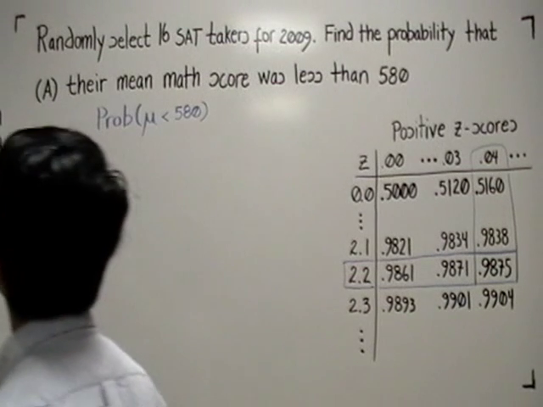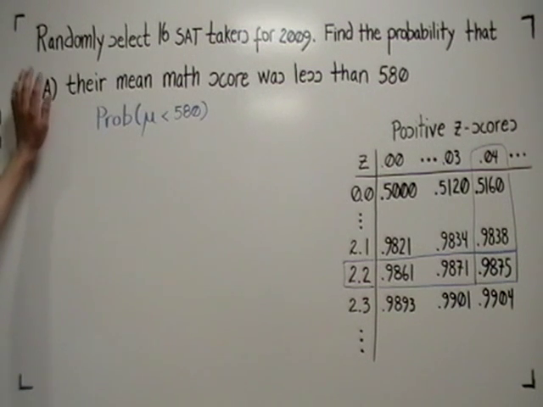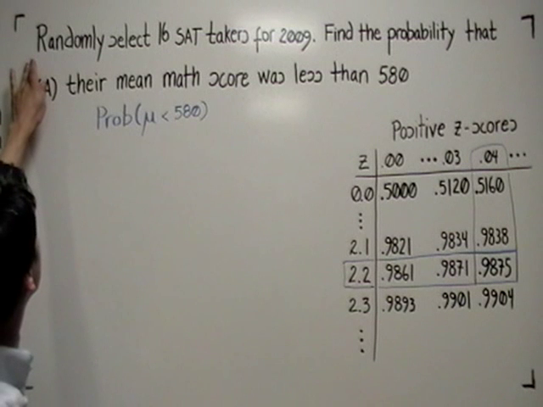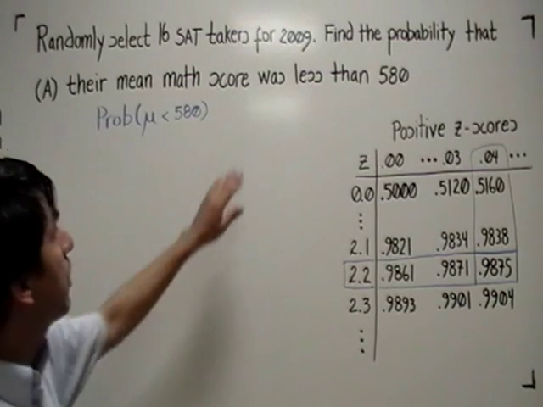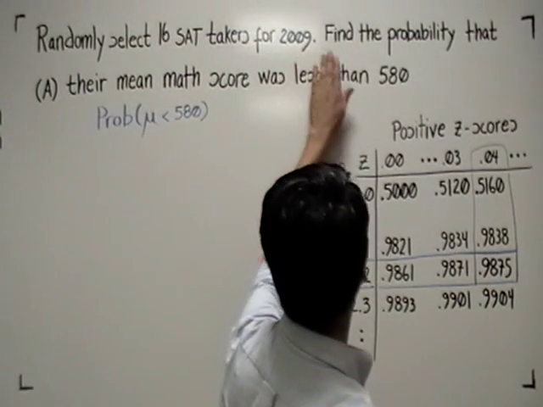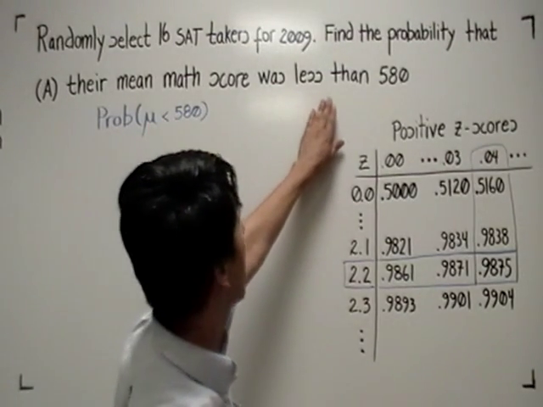Okay, in this example, we're considering SAT scores for 2009. The SAT is an exam where scores are normally distributed. So in this particular example, we are asked to randomly select 16 SAT takers for the year 2009. The question is to find the probability that their mean math score was less than 580.